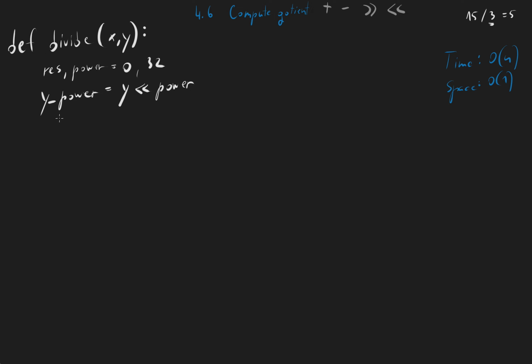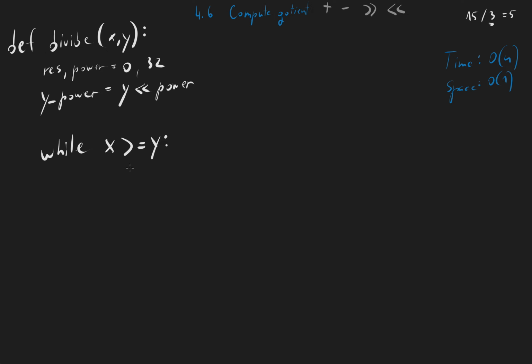right? And we will be having a while loop, while x is greater than or equal to y. So if y is bigger than x, it should be 0, which it is, results is at 0.